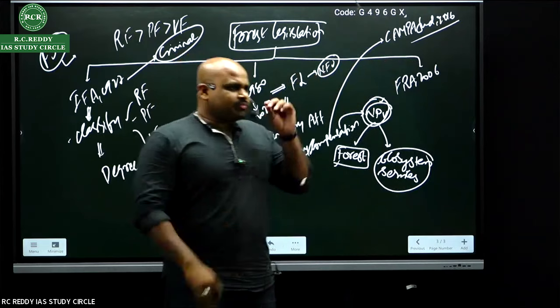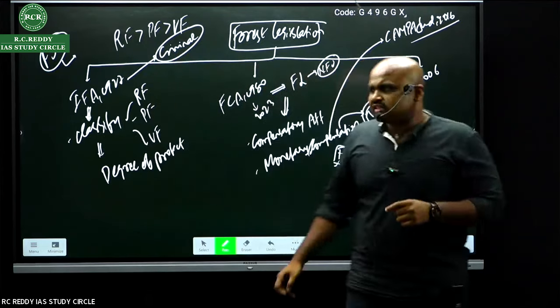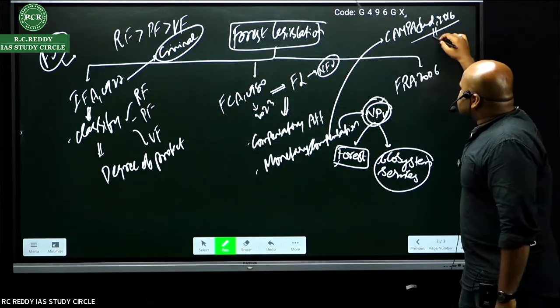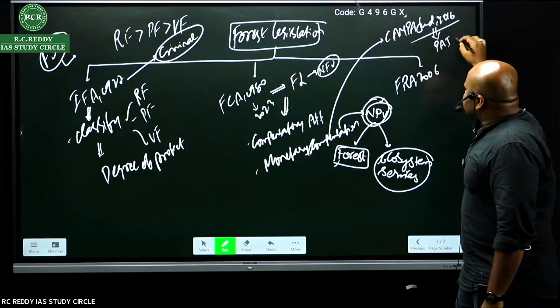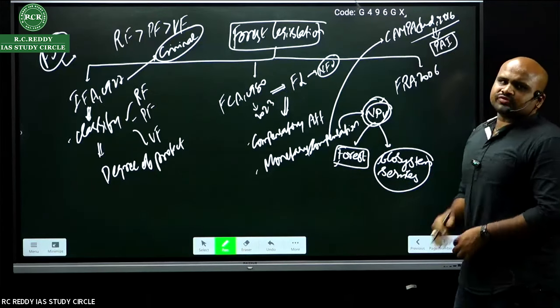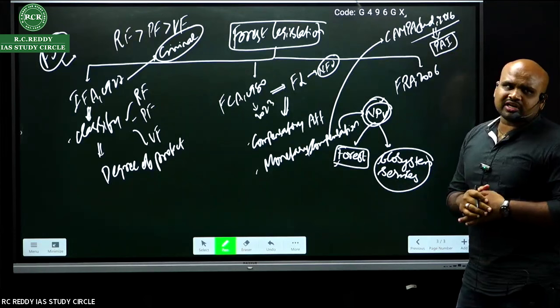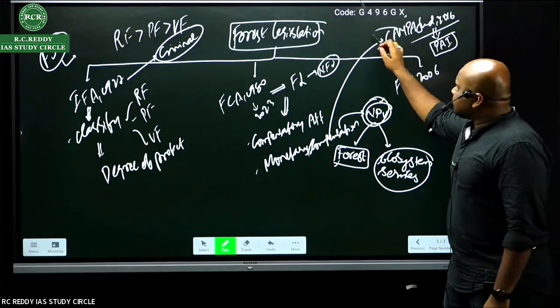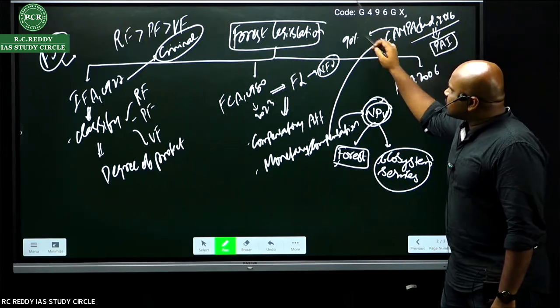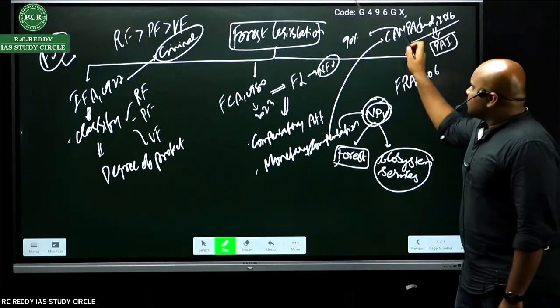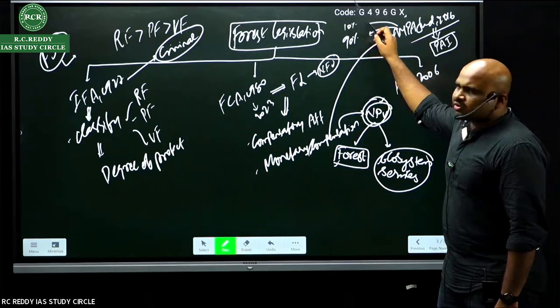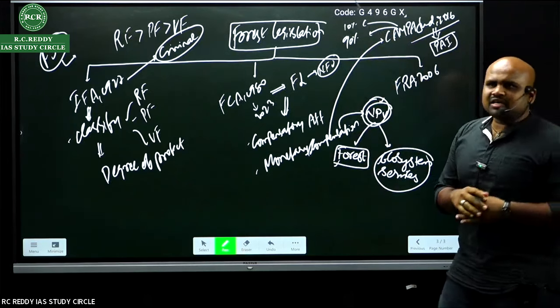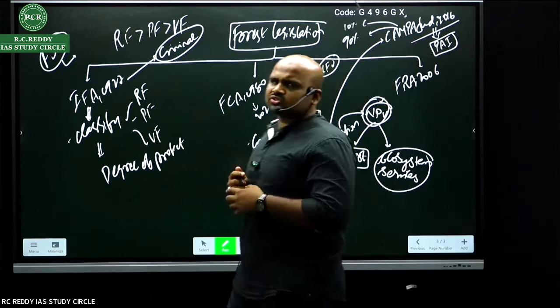And when I look at the composition of the CAMPA fund, I see that the CAMPA fund is fundamentally to be put under the public accounts of India. It is not under the consolidated fund of India. It is put under the public accounts of India. And I see that 90% of the CAMPA fund goes to the state, whereas 10% of the CAMPA fund goes to the center. 90% goes to the state and 10% goes to the center.